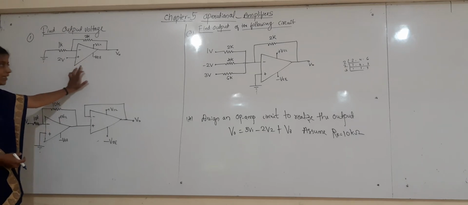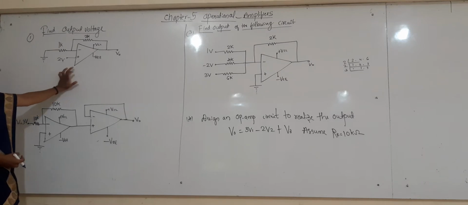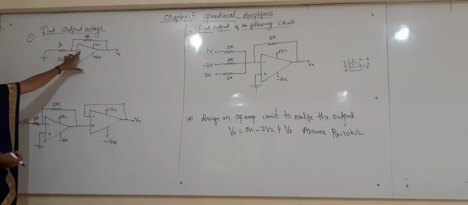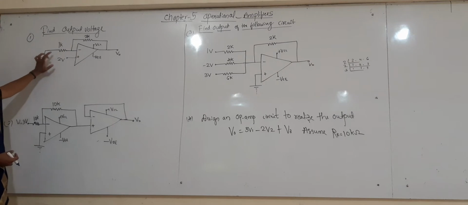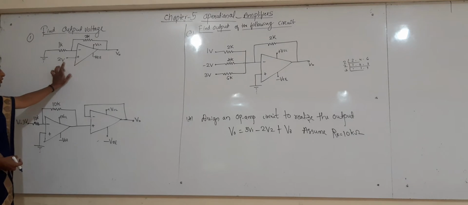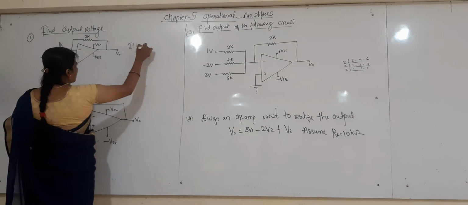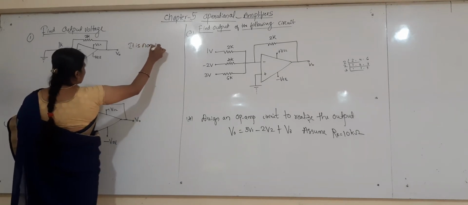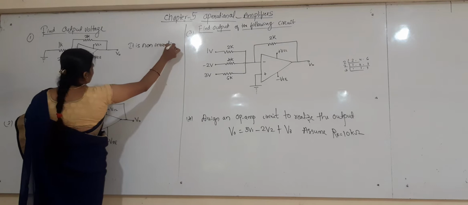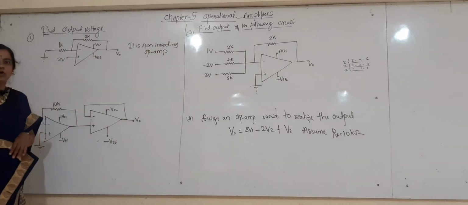The circuit is given here. In this circuit we have to find the output voltage. So what type of amplifier is it here? The inverting terminal is connected to ground through a 1 kilo ohm resistor and the non-inverting terminal is connected to a 2 volt supply. That means it is a non-inverting op amp.